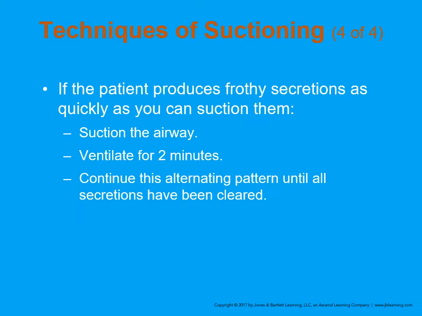If a patient who requires assisted ventilations produces frothy secretions as quickly as you can suction them, you're going to suction the airway for 15 seconds, that's for an adult, and it would be less for infants and children. And then you're going to ventilate for 2 minutes, and continue this alternating pattern of suctioning and ventilating until all secretions have been cleared from the airway.